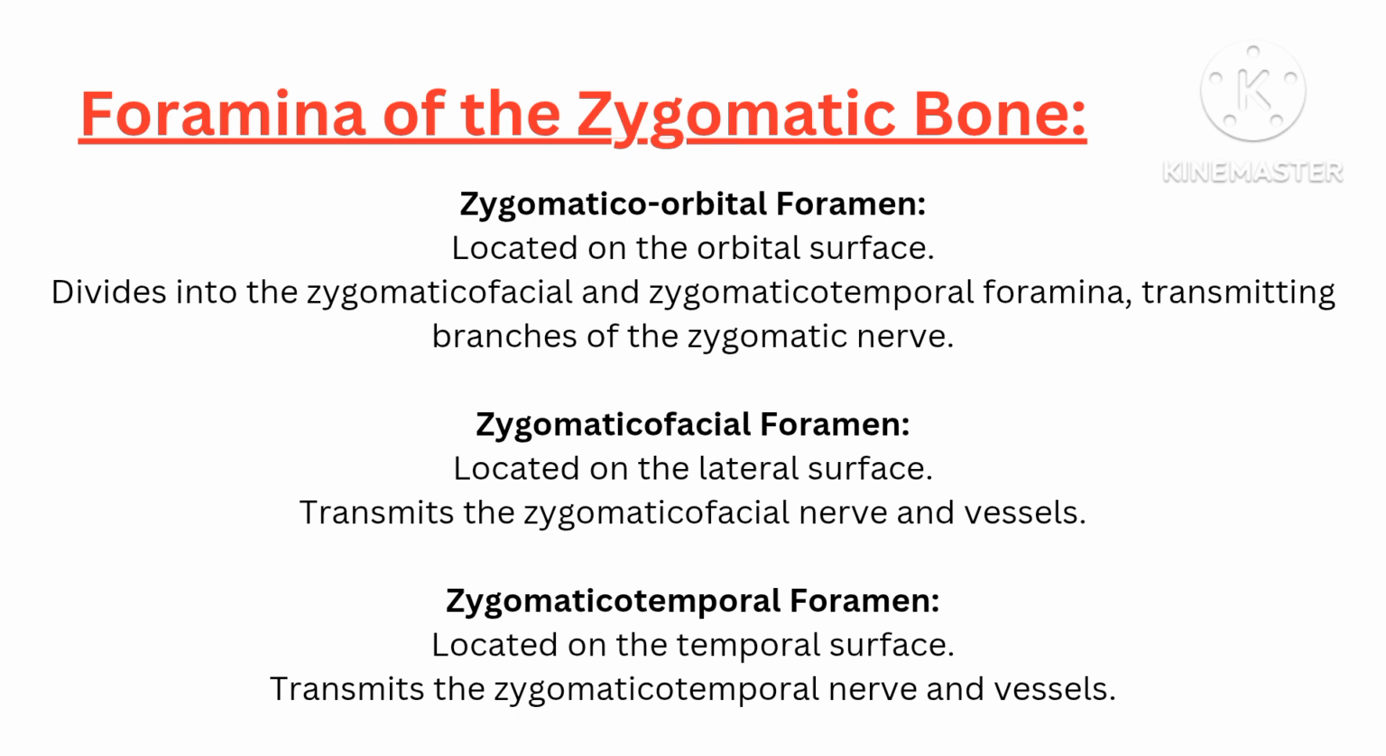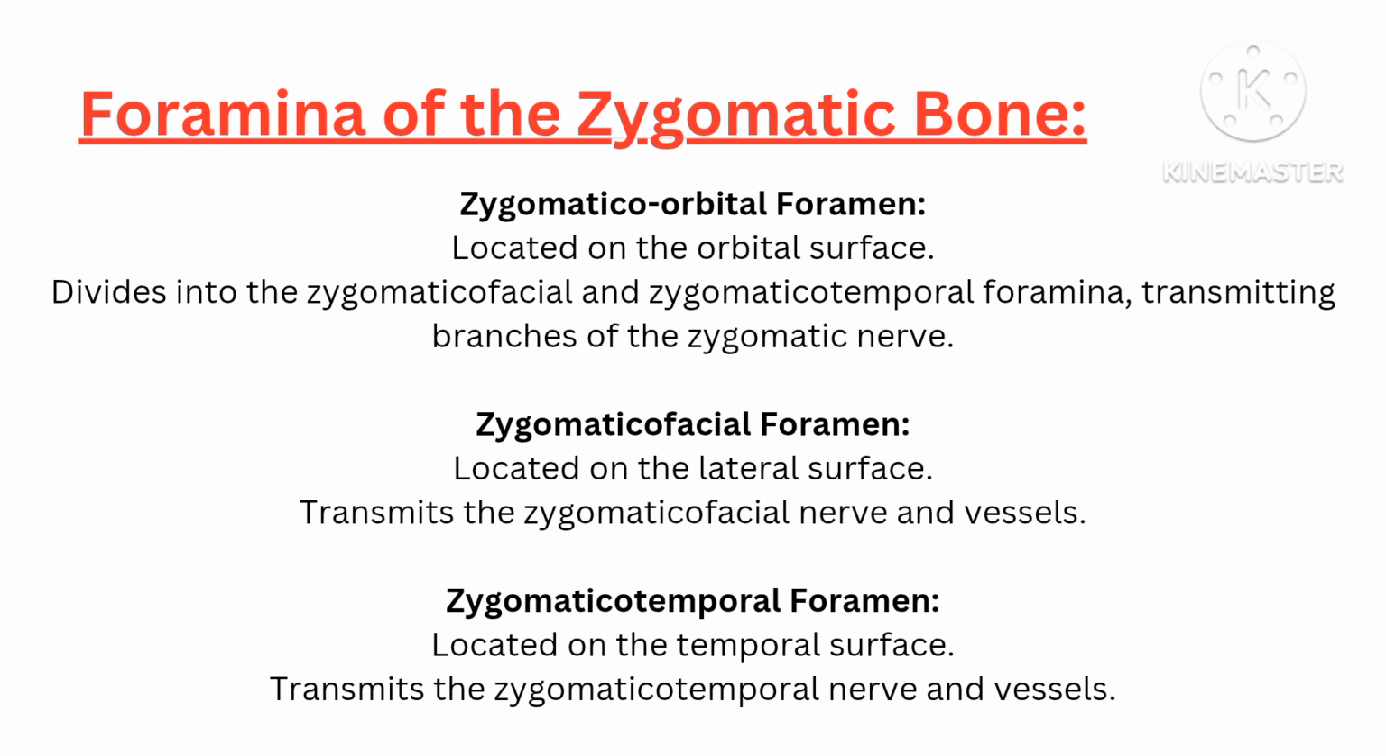Foramina of the zygomatic bone. Zygomatico-orbital foramen. Located on the orbital surface. Divides into the zygomaticofacial and zygomaticotemporal foramina, transmitting branches of the zygomatic nerve. Zygomaticofacial foramen. Located on the lateral surface. Transmits the zygomaticofacial nerve and vessels.